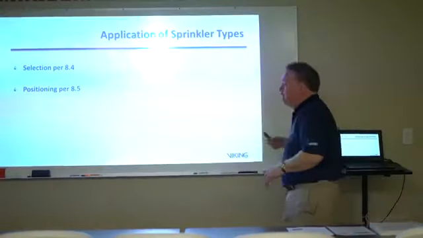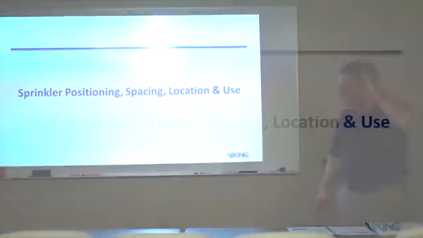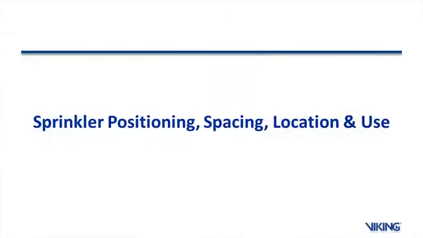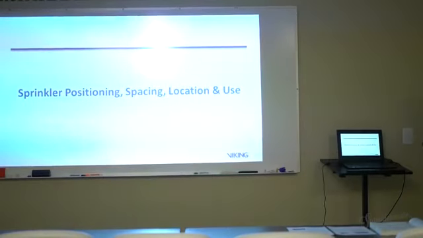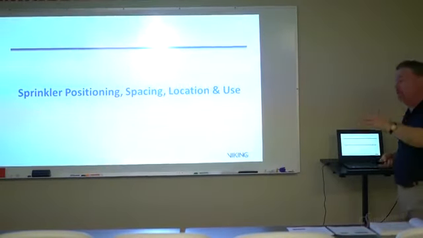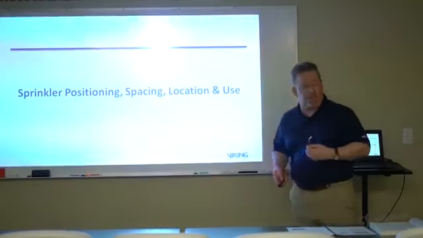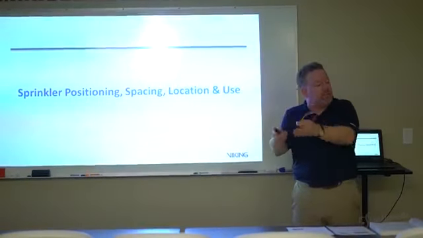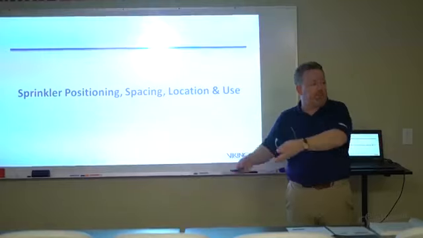Then positioning the sprinkler becomes section 8.5. We're going to talk about sprinkler positioning, spacing, and location. So sections 8.5 and 8.6 provide us this. 8.5 provides us the general positioning and spacing rules, and then we get into the specifics of each particular sprinkler.